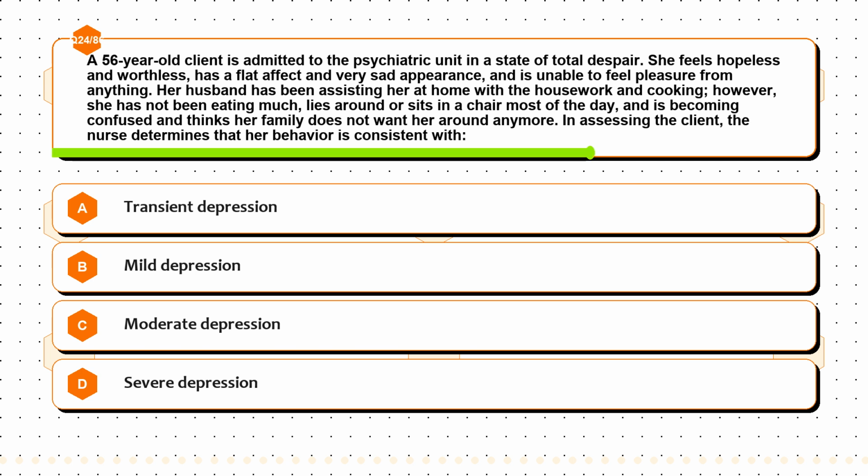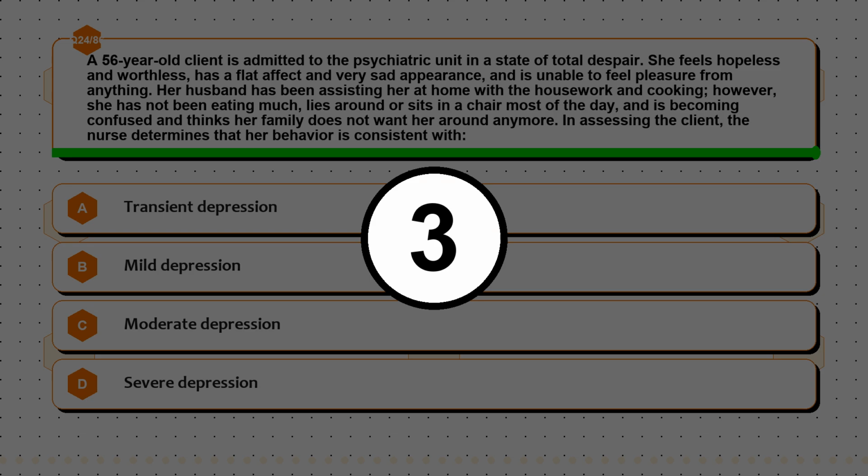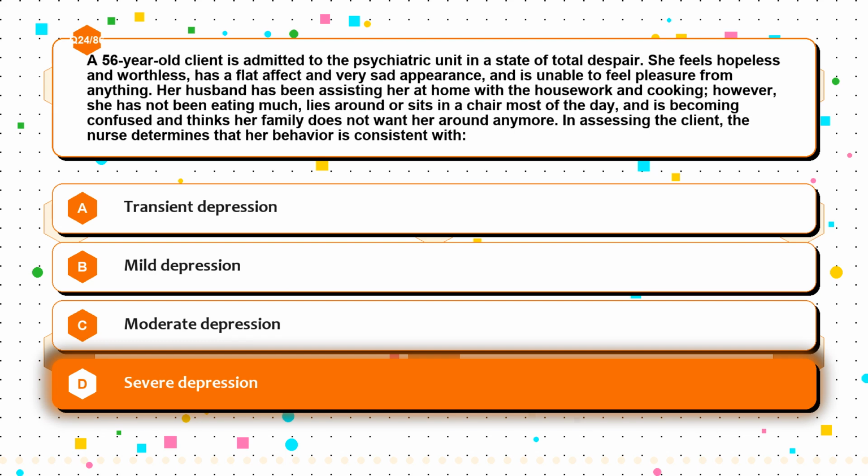Here are the options. Option A. Transient depression. Option B. Mild depression. Option C. Moderate depression. Option D. Severe depression. The correct answer is option D.